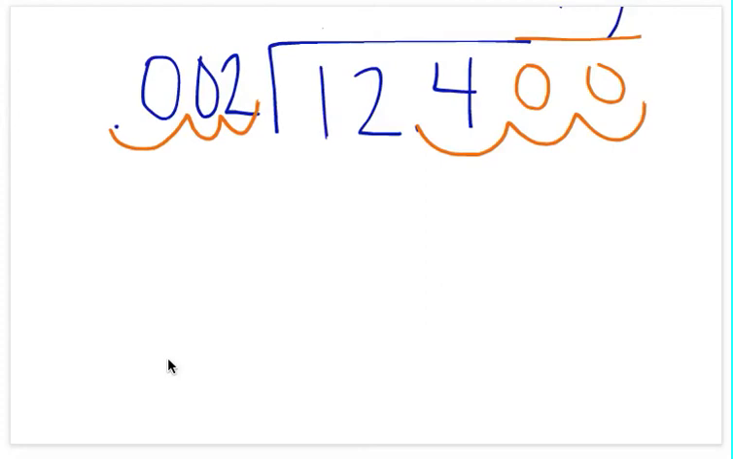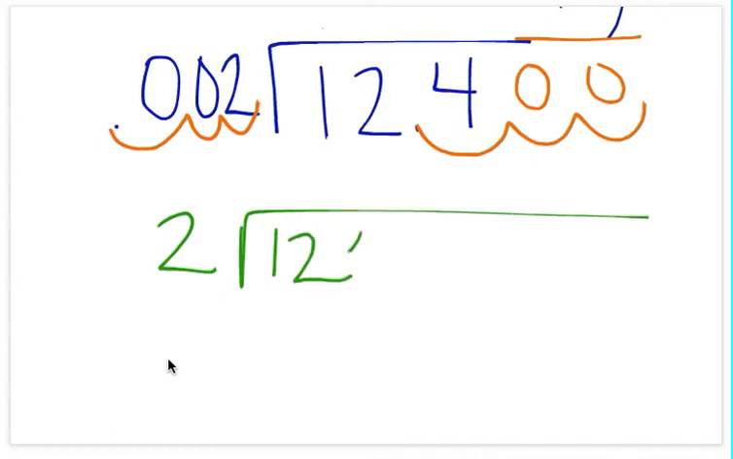So now it looks like this, right? 12,400 divided by 2. And my decimal point ended up here, right? Because I moved it 3 spots. Once it's here, I put it here, okay? It goes straight up from where it is.